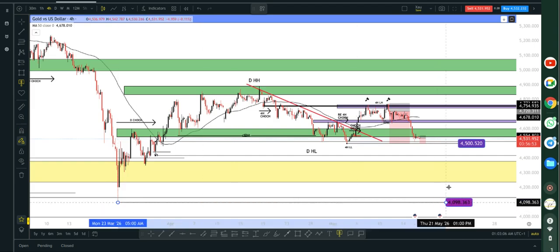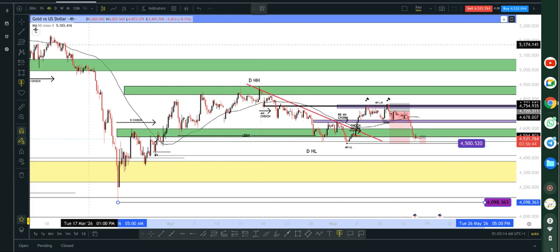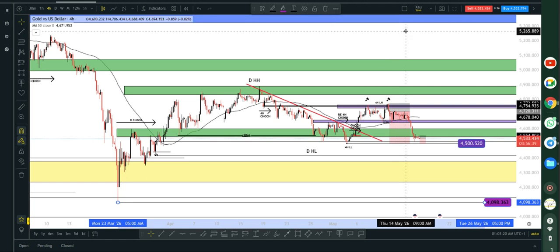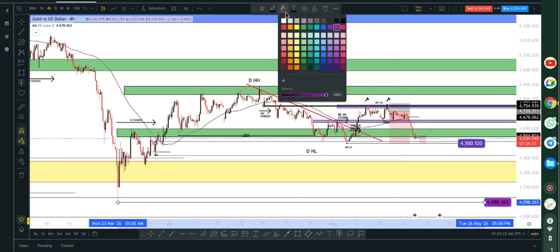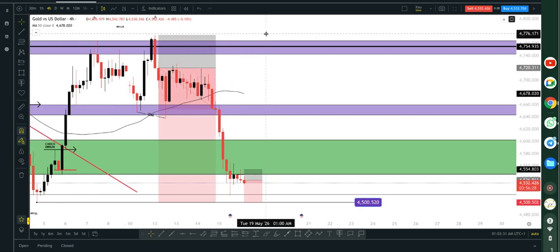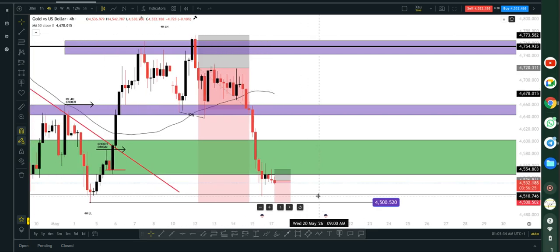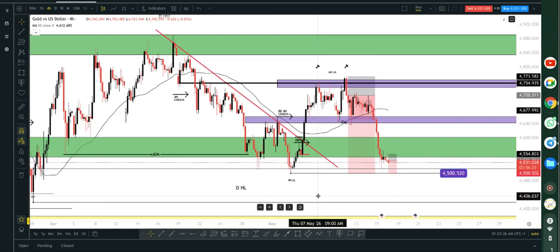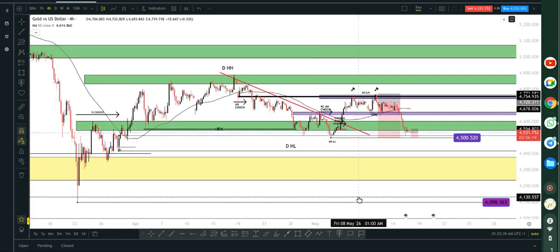But until we take out this internal one first, I will then start looking for areas to sell to take out that low. But for now, I'm just looking. This is 4 hour. Okay, I'm just looking presently for this one to complete its move. After which 4,005 has been taken, then we'll see how to find entries to take out 4,000. It's just 4,000.